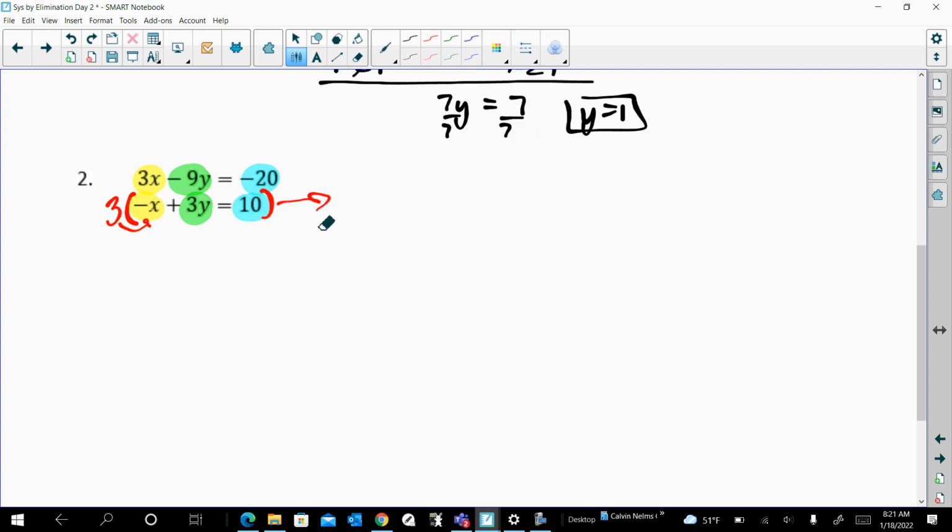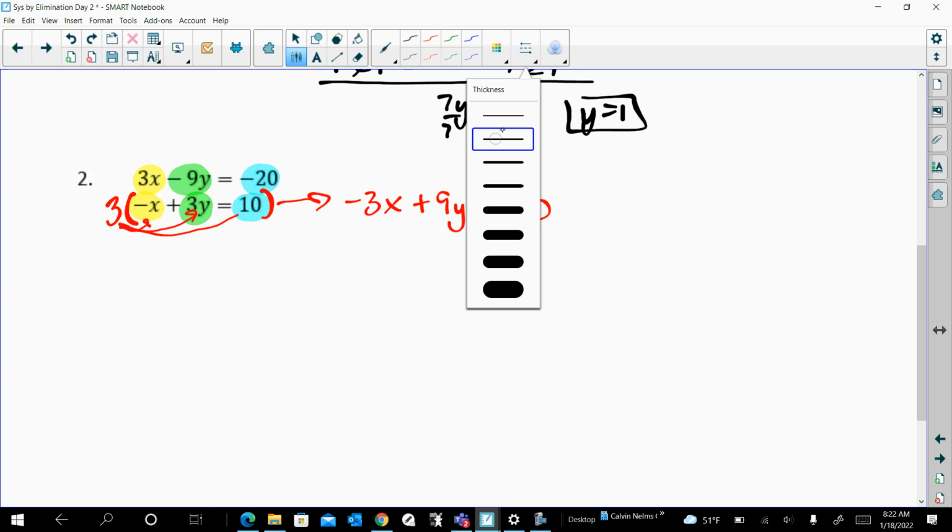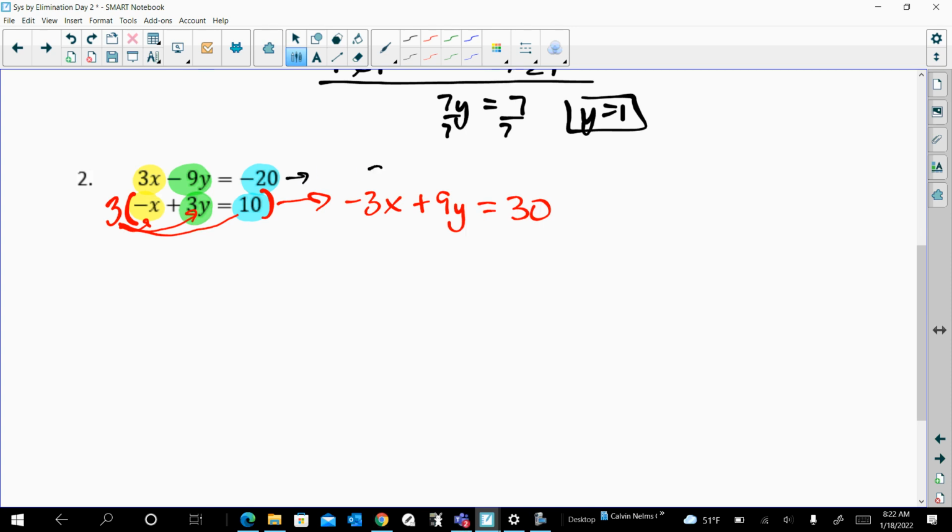So I'm going to rewrite it to the right. 3 times a negative x, that's a negative 3x. 3 times 3y now makes that 9y. 3 times 10 makes that 30. And we rewrite the top. So 3x minus 9y equals negative 20. Right? Are we okay there?